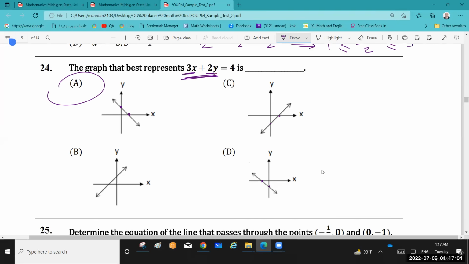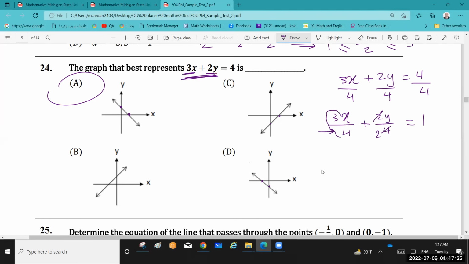How do you know? 3x plus 2y is equal to 4. Divide the whole equation by 4 to get 1 on the other side. So 3x over 4 plus 2y over 4, which you can simplify to y over 2. Look, the coefficient of x is a positive number, and the coefficient of y is a positive number. So this is the only possible answer for this equation, because both the x-intercept and y-intercept are positive.